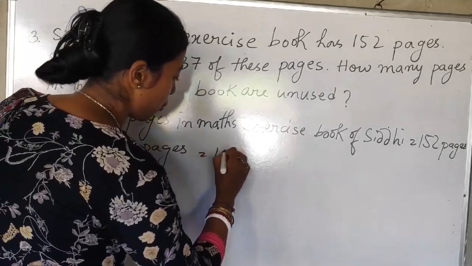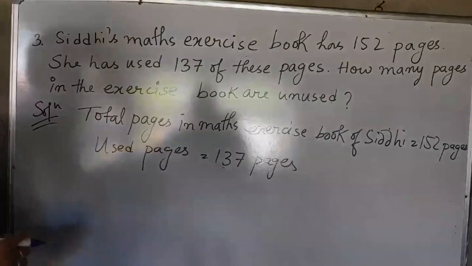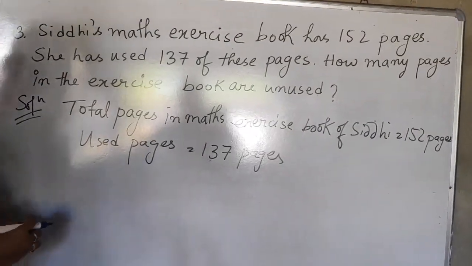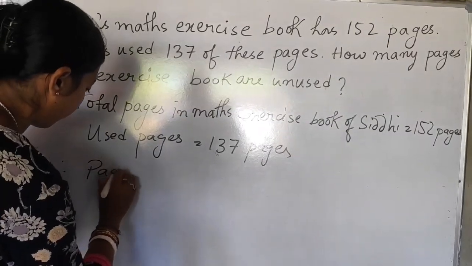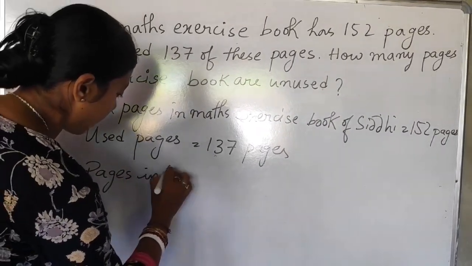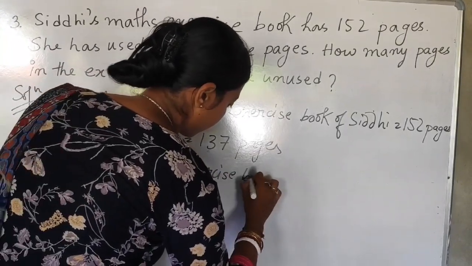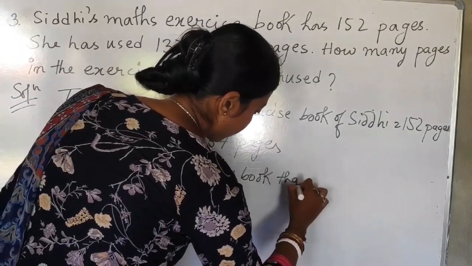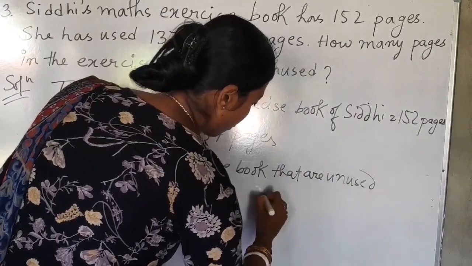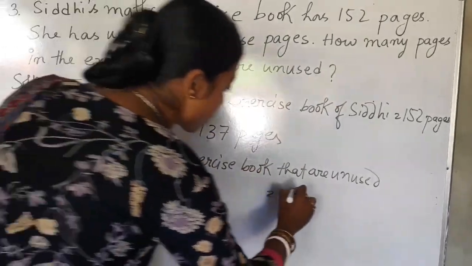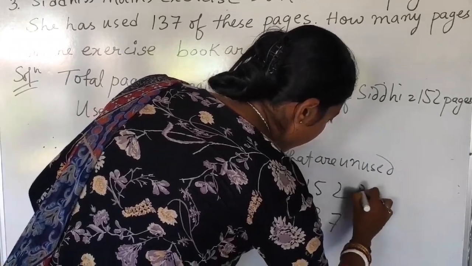equal to 137 pages, right? We have to find out how many pages in the exercise book are unused. So therefore, pages in the exercise book that are unused equal to, what we will do? We will subtract these two. So 152 minus 137, right?